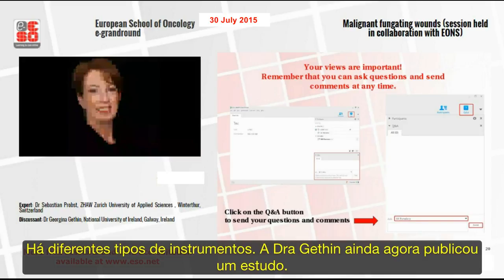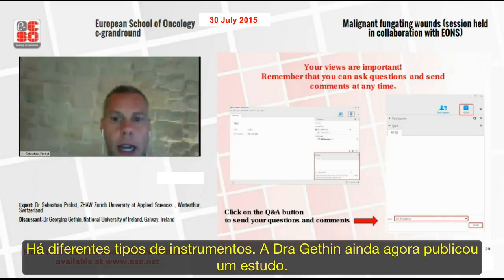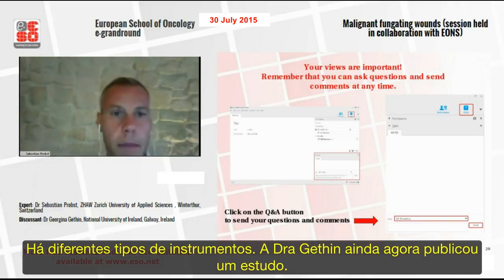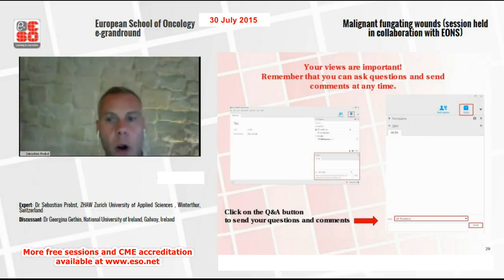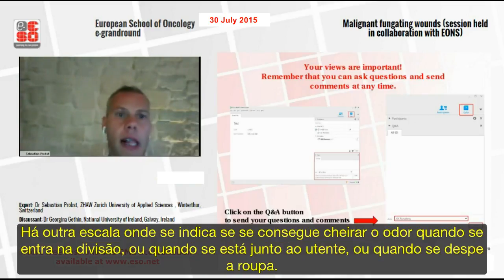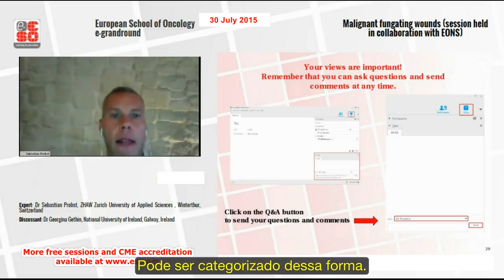There are different kinds of instruments. We just published, or Dr. Gettin published, a study. Most of the nurses describe odor, but you can even use the VAS scale for odor. There is another scale where you say if you feel odor, you can smell odor when you enter the room, by the patient, or when you open up the dressing, and you can categorize it like that.